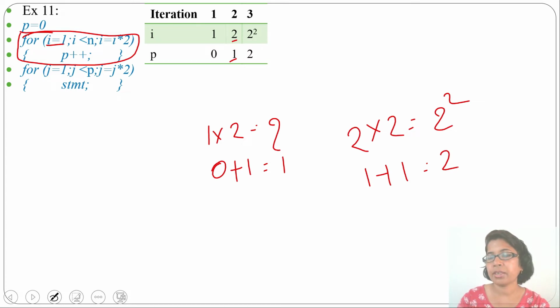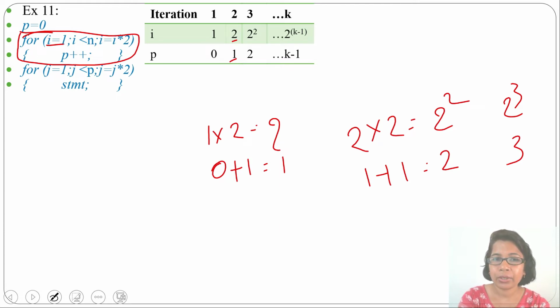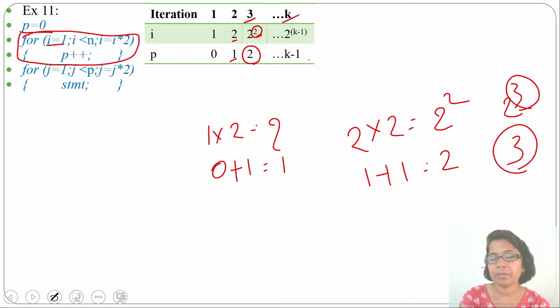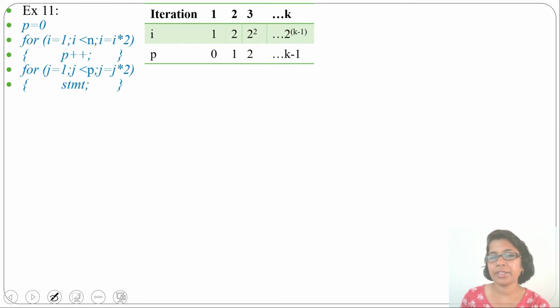In the fourth iteration, i value will be 2 cube and p value will be 3. Like this, it will continue. At k iteration, i value will be 2 power k minus 1 and p value will be k minus 1. You can mark in the third iteration power is 2, in the fourth iteration power is 3, and p value in the third iteration is 2, in the fourth iteration is 3. So at k iteration p value will be k minus 1 while i value will be 2 power k minus 1. Assume that till k iteration it will run, at k plus 1 iteration it will fail.